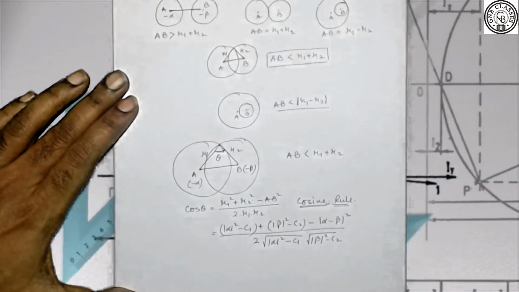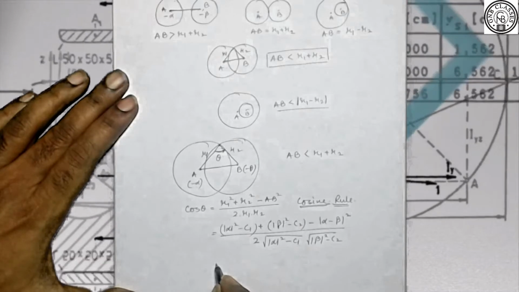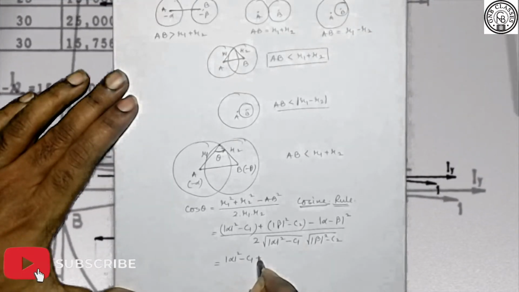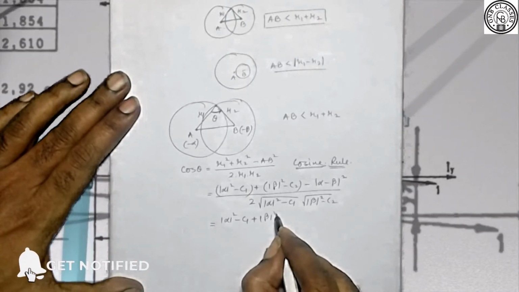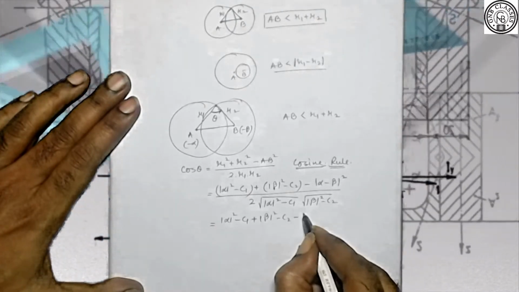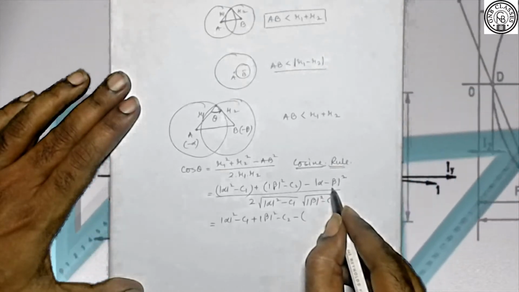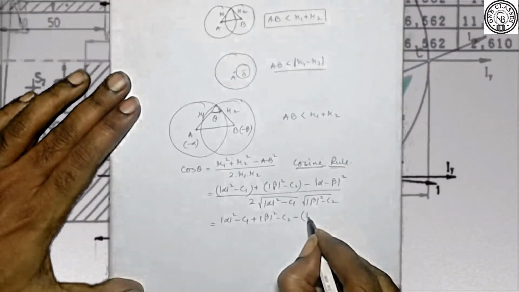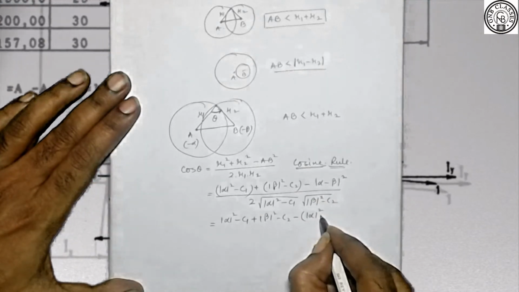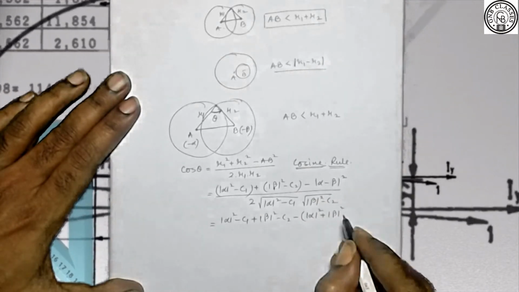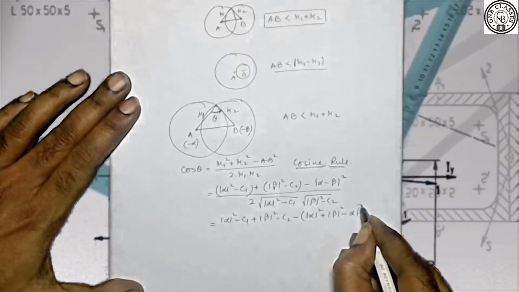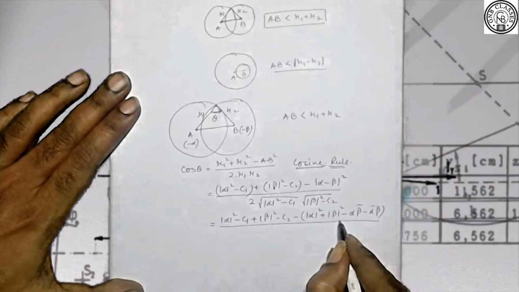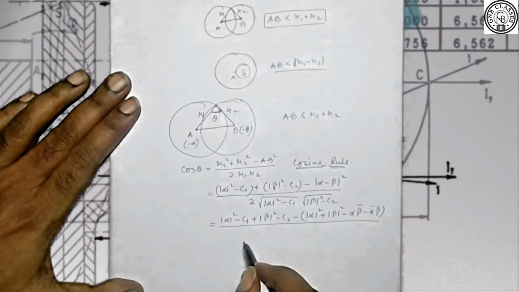Yes or no? Now let me just open the numerator thing. So we are getting alpha square minus C1 plus beta square minus C2 minus, if I open this one, this is basically alpha minus beta into alpha bar minus beta bar. So there we will get mod of alpha square plus mod of beta square minus alpha beta bar minus alpha bar beta. I'm not showing this calculation because I have shown this a lot of times.